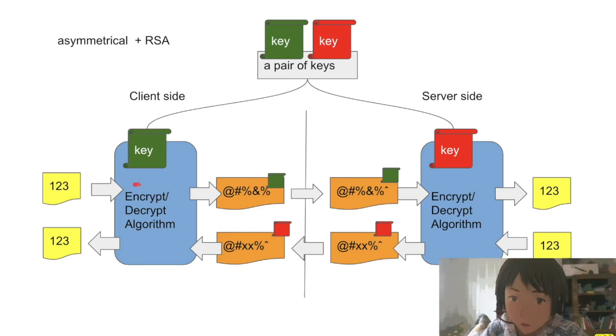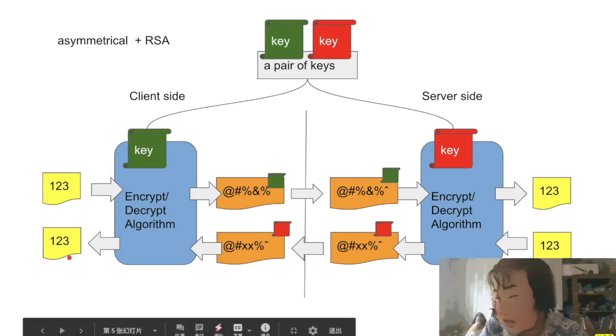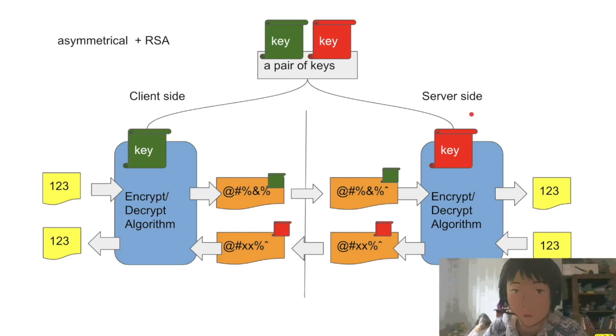So we got 1, 2, 3, and then before the client side sends it to the internet, it will encrypt it by the green key. So the message here, the rubbish message, is green key encrypted and then sent to the server side on the internet, and the server side receives it and will decrypt it by the red key, and the server side gets the actual message with 1, 2, 3. And then in the same way, 1, 2, 3 can be encrypted by the red key, and this message can be decrypted by the green key, and then the client side will receive the message which the server side sent.